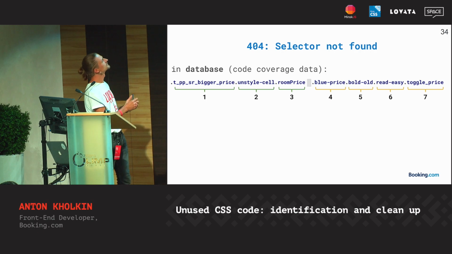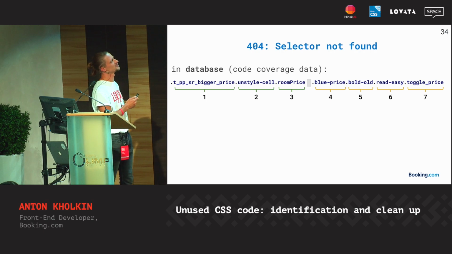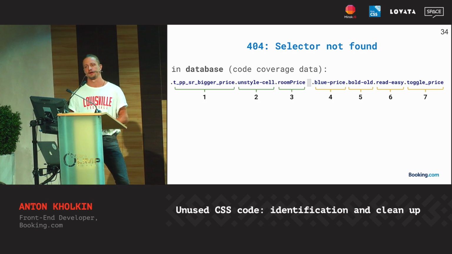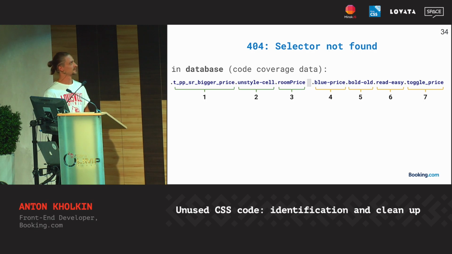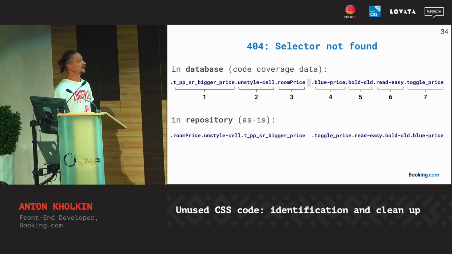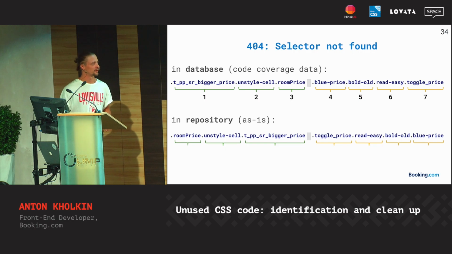So we understood, okay, cool, that's from the search result page. So it should exist, but in the code base, there was no file where we could see that. So it was a mystery for us. And in the end, we found in a repository a sort of synonym for the selector, which is absolutely identical from the semantic point of view.